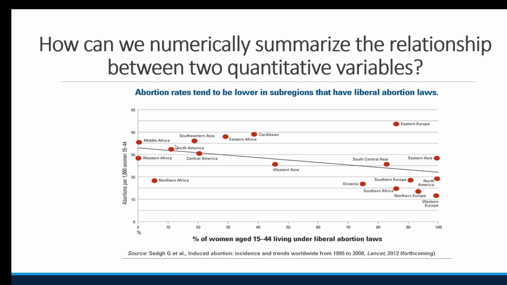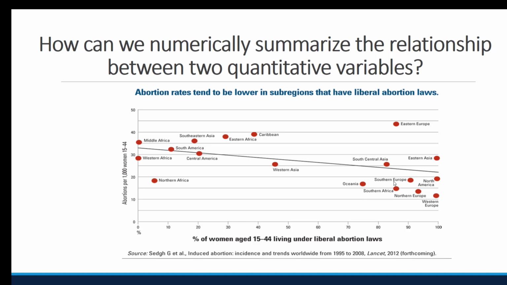Based on the plot, is there a pattern suggesting that as the percentage of women living under liberal abortion laws increases, the number of abortions decreases? Well, notice as that percentage goes up, we do find that the number of abortions is decreasing. So the pattern does exist.